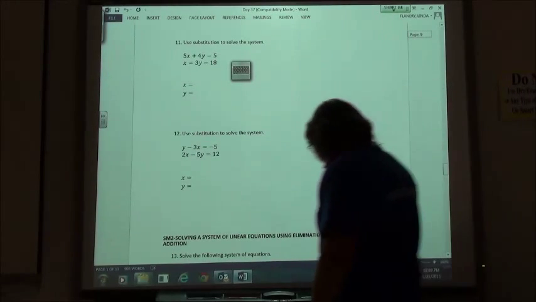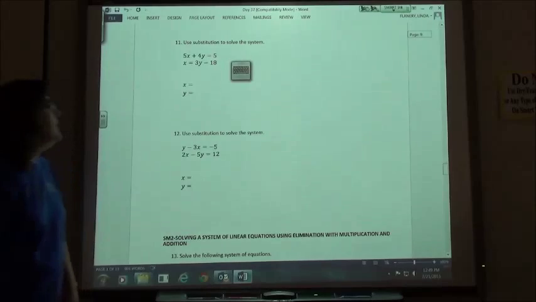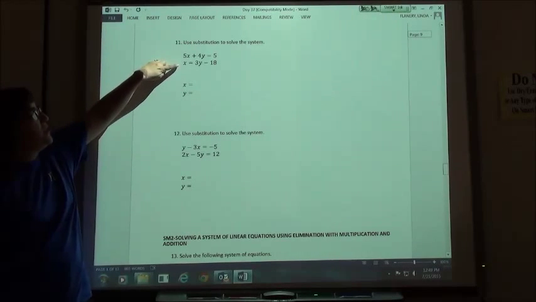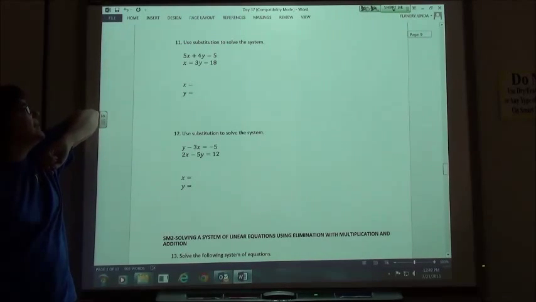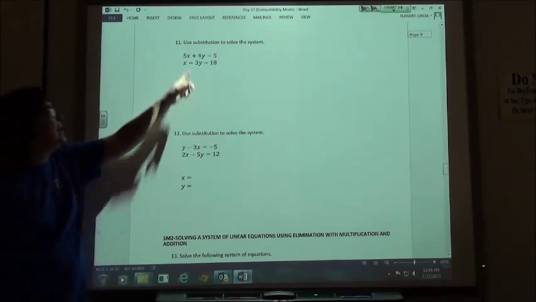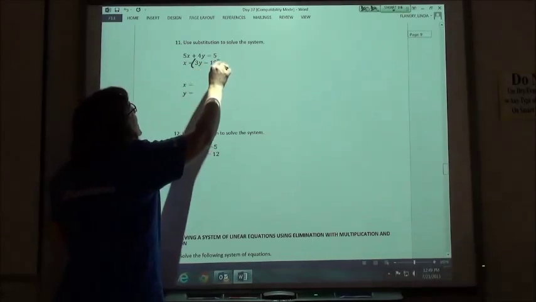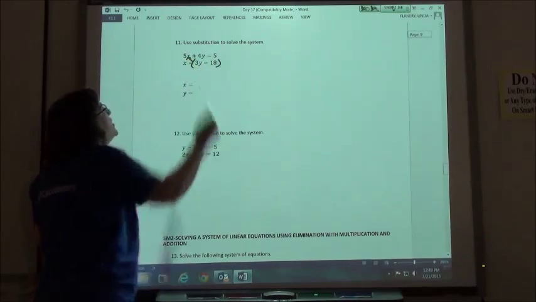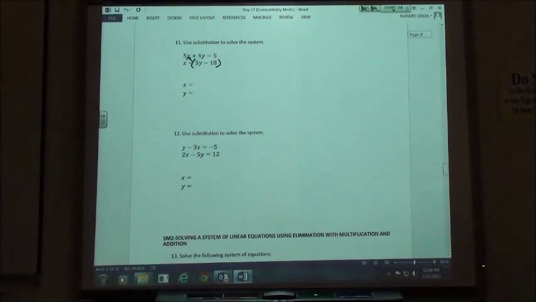So, number 11. This time my second equation is set equal to x, or x is set equal to 3y minus 18. So this time we're going to replace the x in the first equation with the 3y minus 18. So what would we have for our new equation?